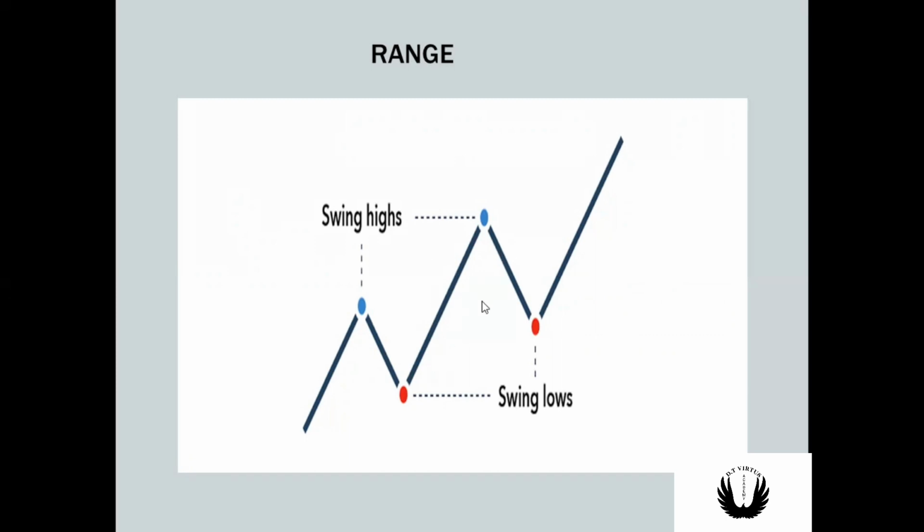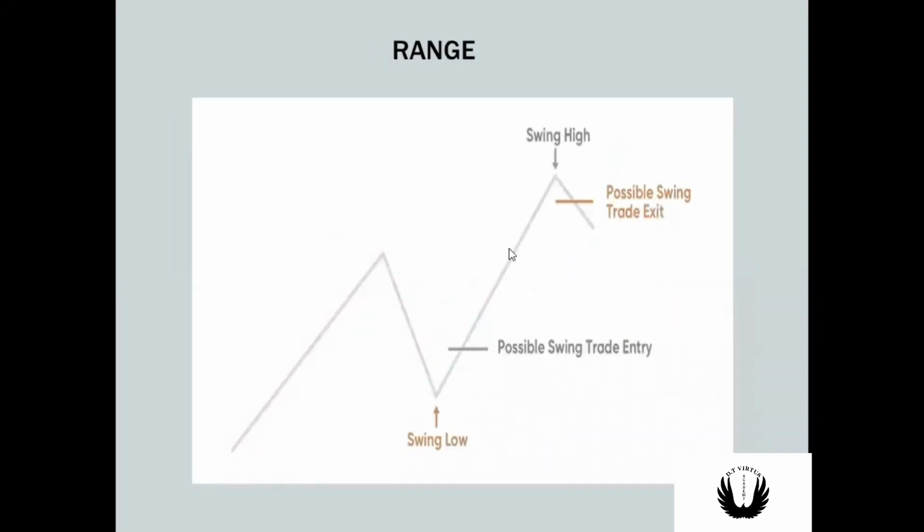So for the bearish market, a range is the move between the higher low and the higher high. Here now, this is our swing low and the swing high. This is a possible swing trade entry. For a bullish market, you want to buy at the low. You want to buy at the discount zone. And for the bearish market, you want to sell at the premium zone.